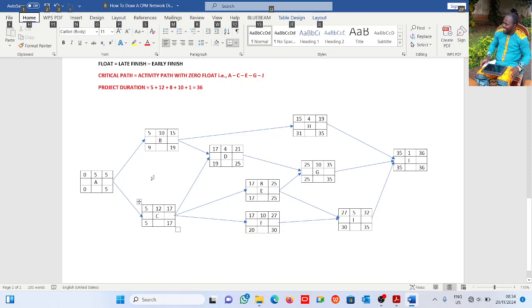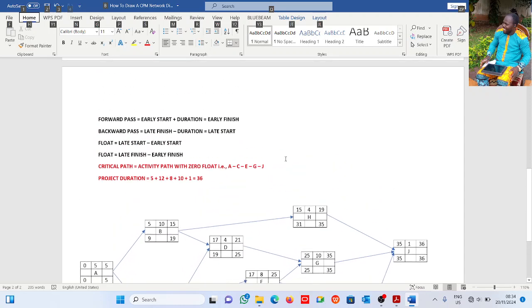I'll do another path. 5 plus 10, 15, 15 plus 4, 19, 19 plus 1, 20. Here is another path: 5 plus 12, that's 17. 17 plus 10, that's 27. 27 plus 5, that is 32. 32 plus 1, that is 33. So the project duration is 36.